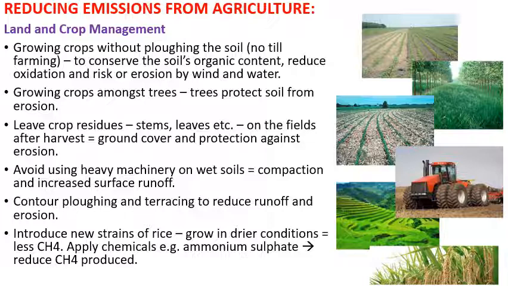And lastly, we can look at introducing new strains of crops like rice. So using genetic modification, using interbreeding to be able to grow crops that will grow in drier conditions, crops that produce less methane, that kind of thing.